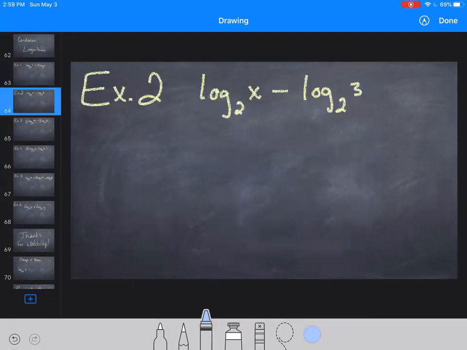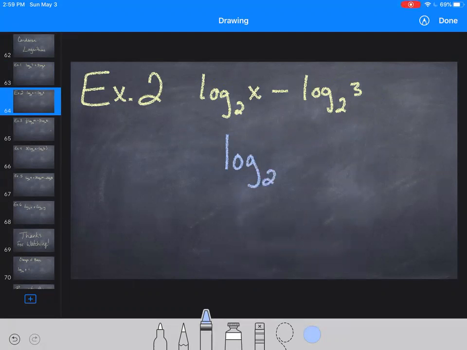Let's take a look at example 2. On example 2, I have log base 2 of x minus log base 2 of 3. If I was going to condense this, the first thing I'm going to look for is any exponents. I don't have any exponents. So the second thing I'm going to notice is that I have a subtraction sign. Anytime there's a subtraction sign, I know I'm going to have division. I write my log base 2 one time.